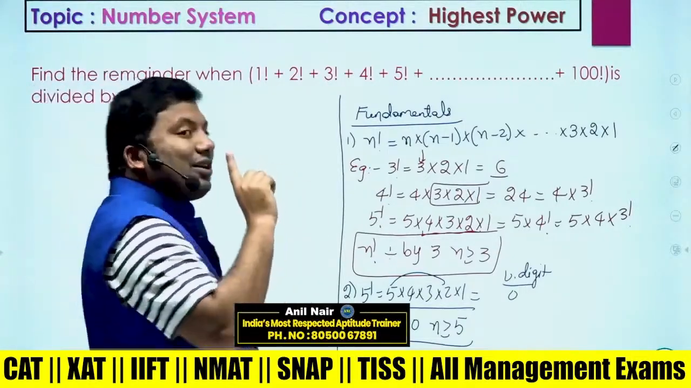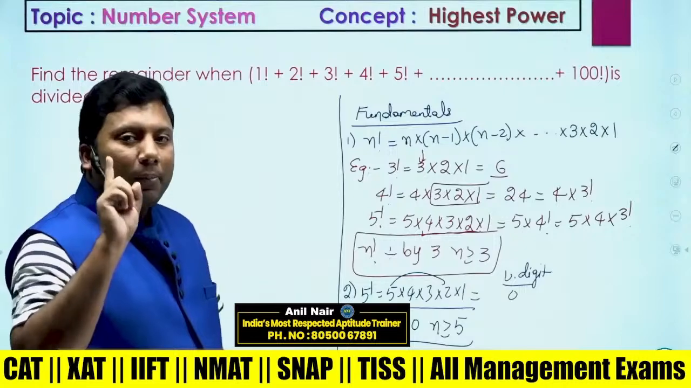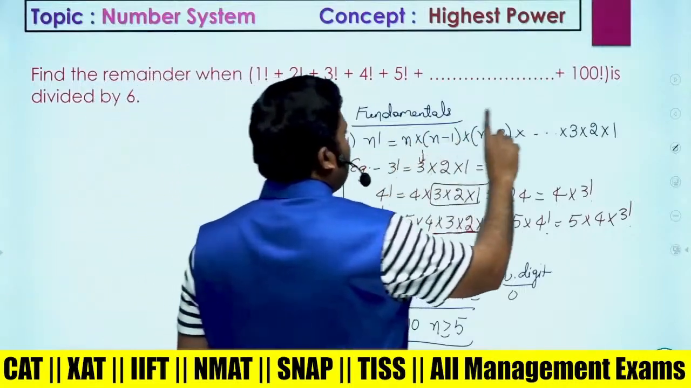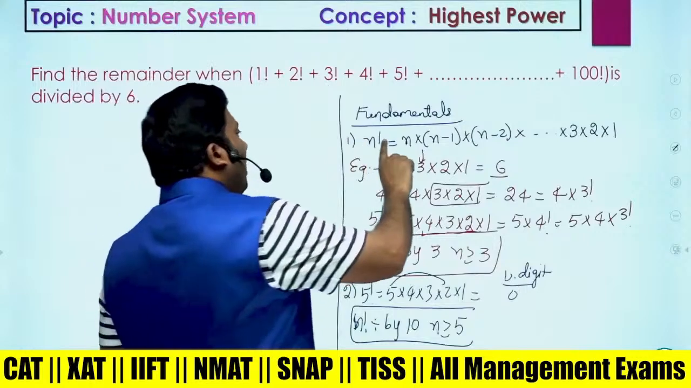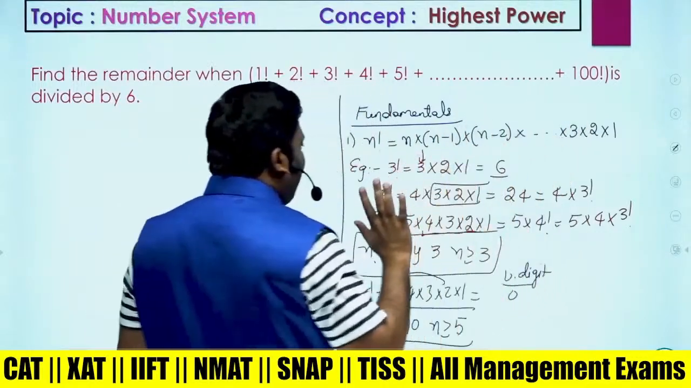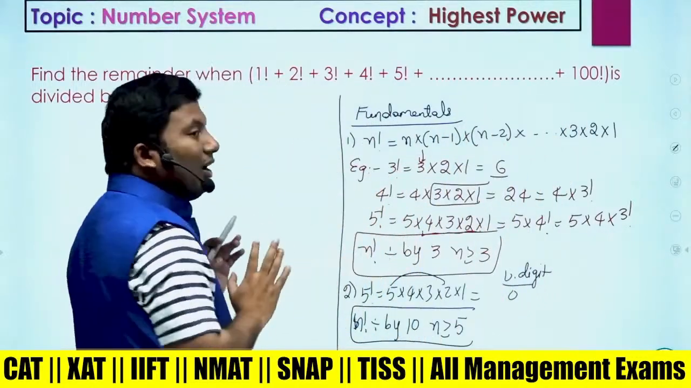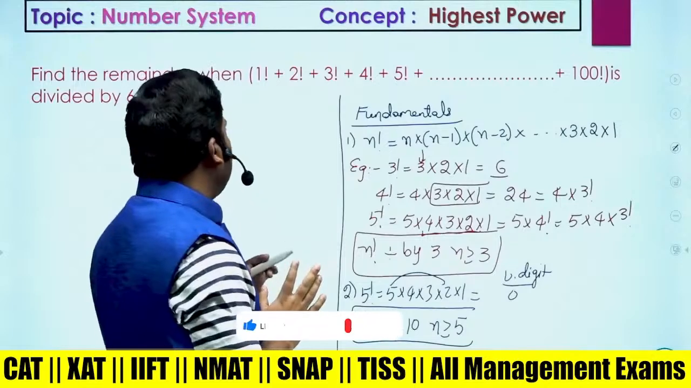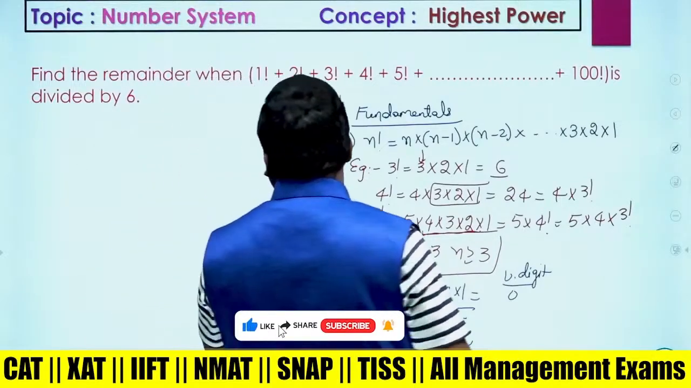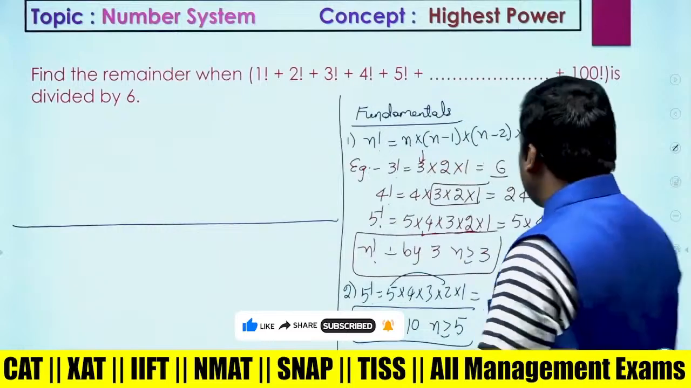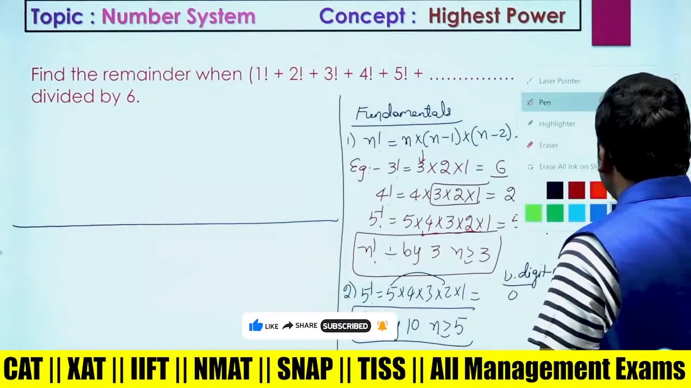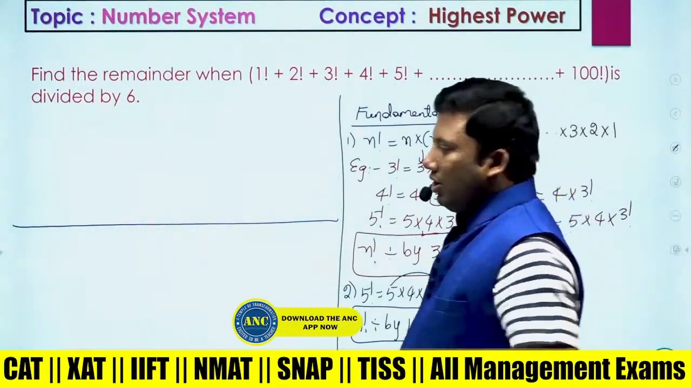Factorial is defined as the product of all natural numbers from n to 1. Some simple calculation based questions. Now see here. Listen carefully. 2 questions. First question.